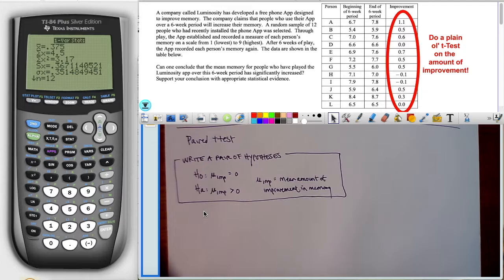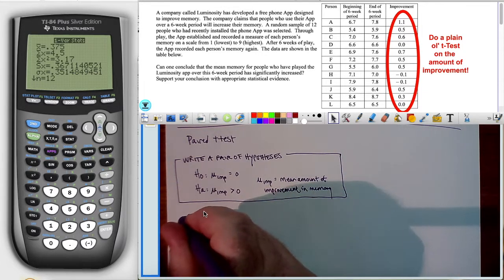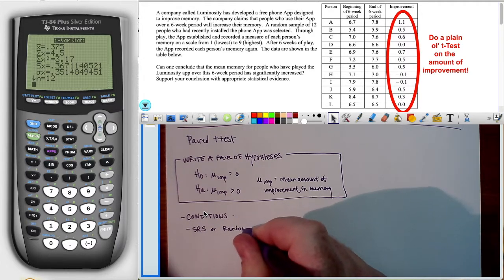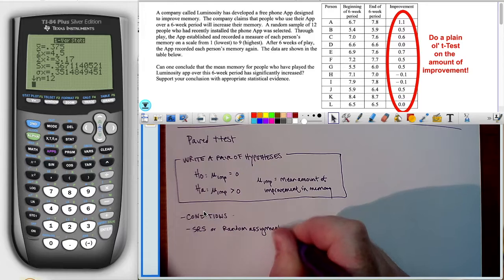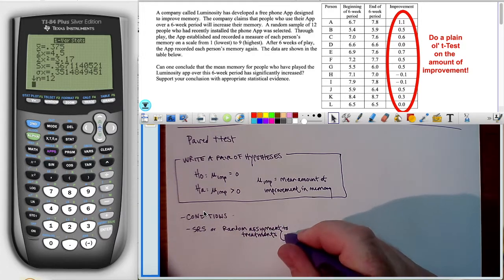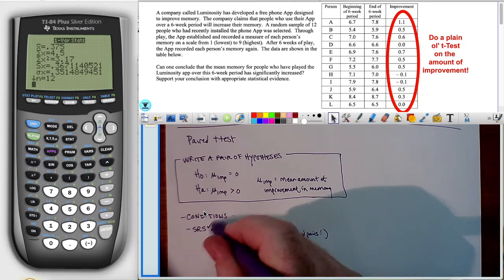Then I'm going to check my conditions, but it's the same conditions that you were checking back with the one-sample t procedures earlier a few weeks ago. You either need a simple random sample or you need a random assignment into treatment groups. That will be the thing that shows up when you do matched pairs designs. But in this case, I think it pretty clearly says that there was one random sample.